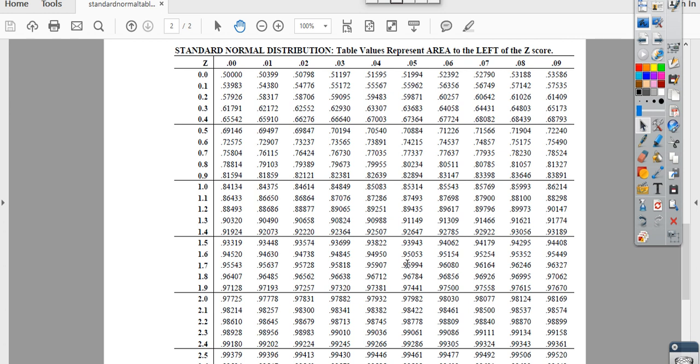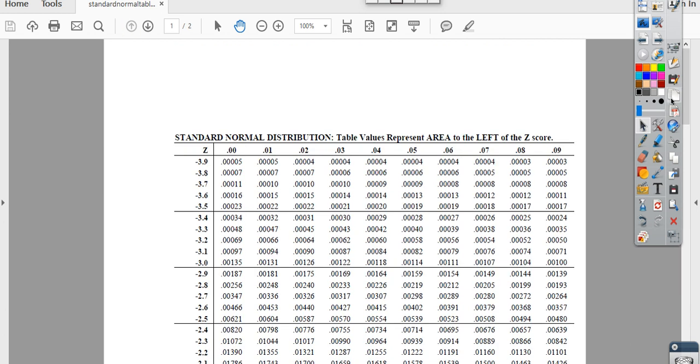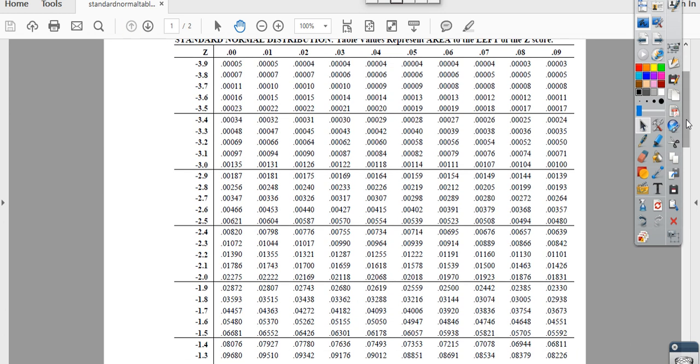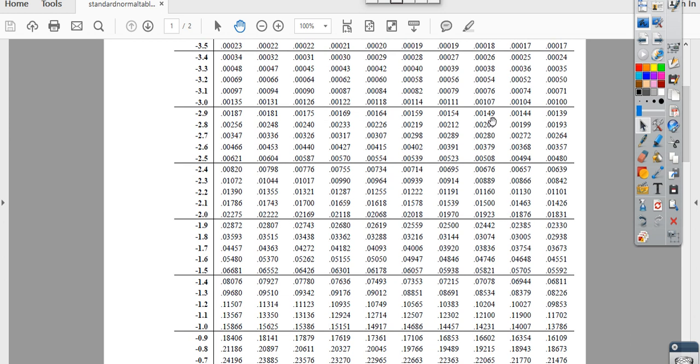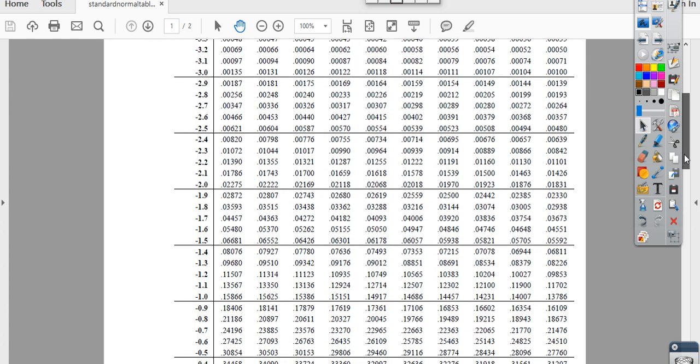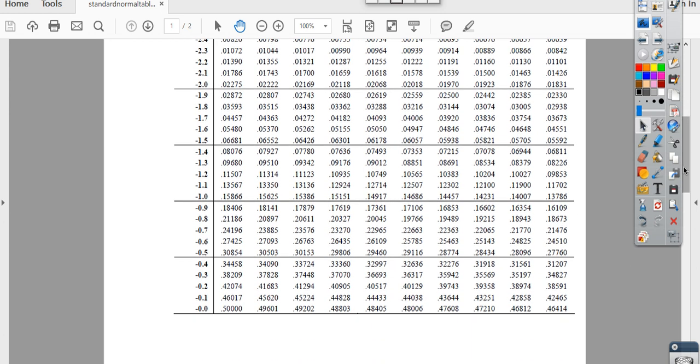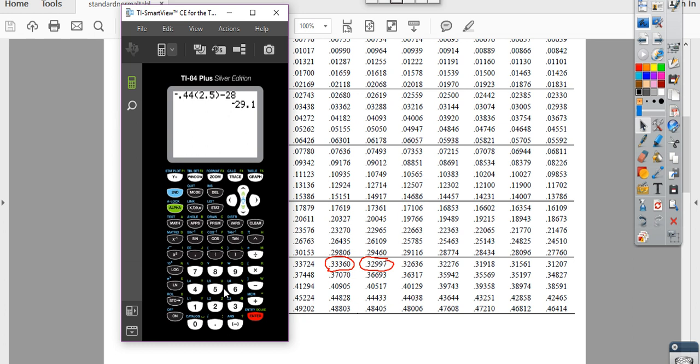Remember, my area is 0.33. That's less than 1/2, so I need to be on the negative side. I'm scanning through here, and remember, I'm looking for the 0.33 inside. That's the area, the probability that will give me a z-score on the outside. So I come down here looking for 0.33, and let's see, 0.32, 0.31. Here we go. So we've got 0.3336 and 0.32997. Well, I pull out my calculator to make sure which one's going to be the best.